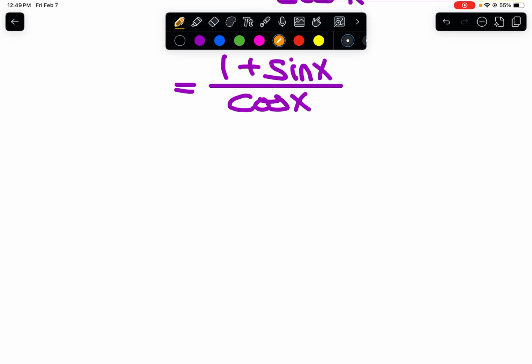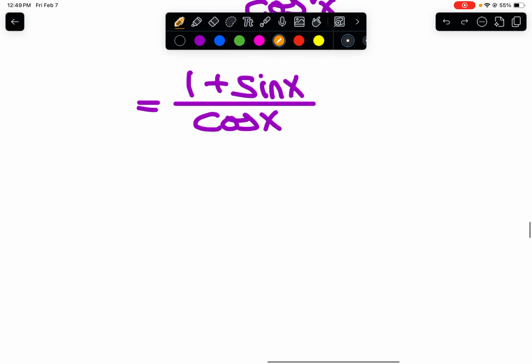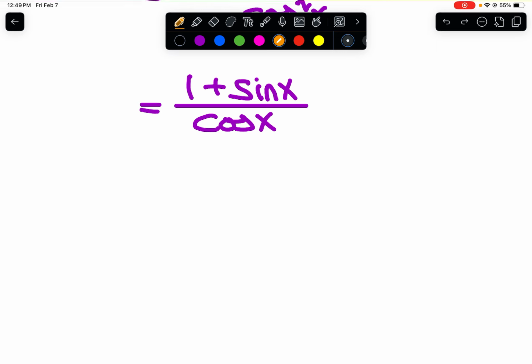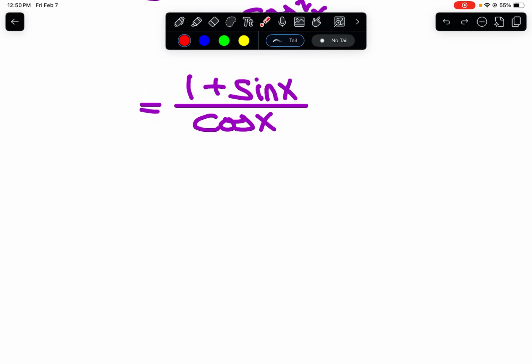Identities make me go cross-eyed after a while. Okay, so I need it to look like secant x plus tangent x. So yes, it's simplified, but there's still some more I can do. So when I get to this point, when you're like, I don't even know what else I can do, I'm going to separate the numerator. So I'm going to do 1 over cosine x and then sine x over cosine x.